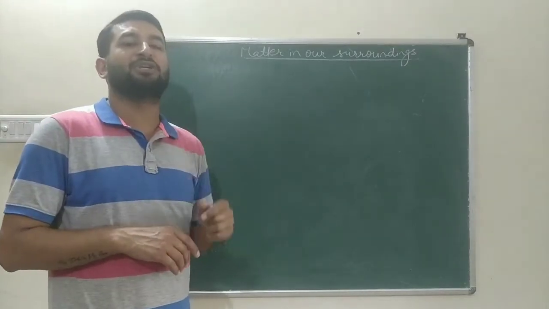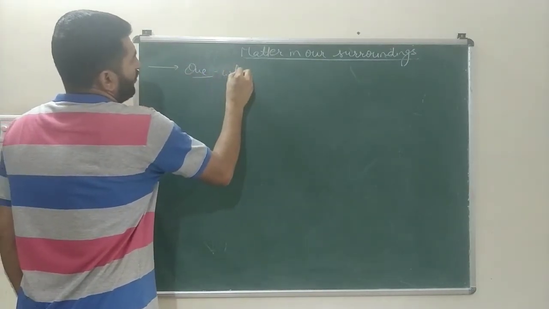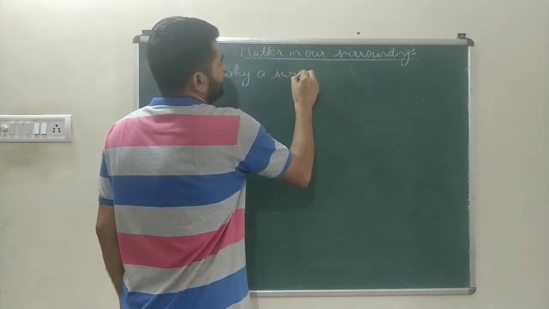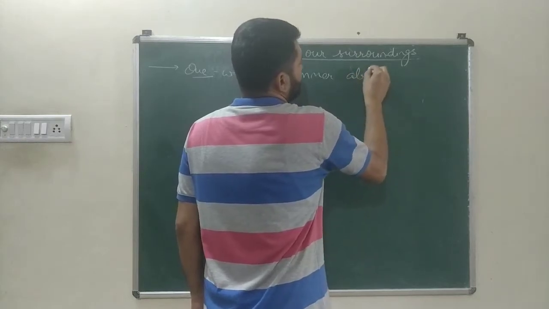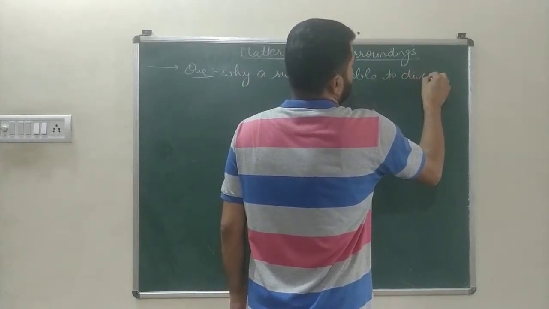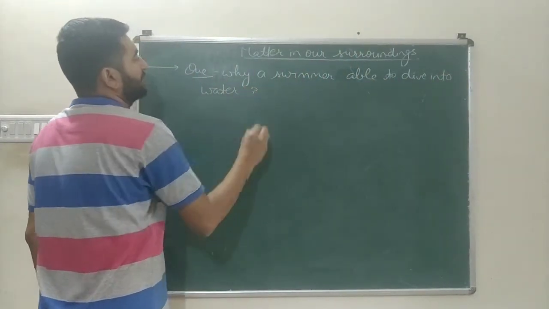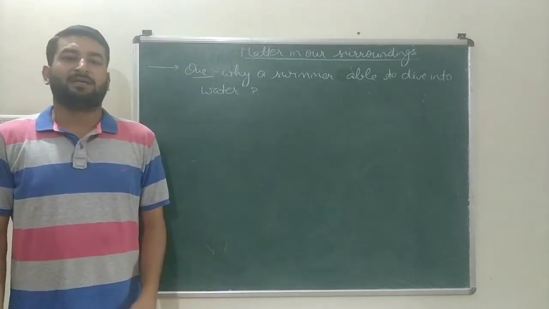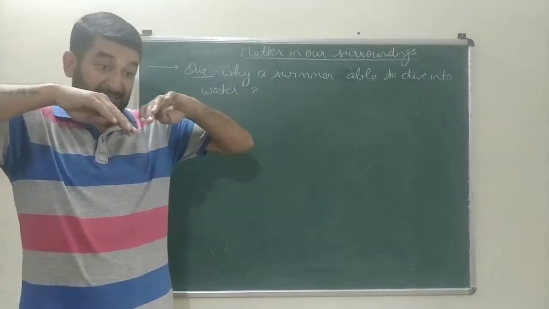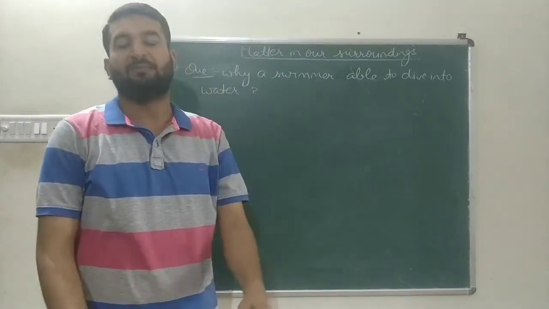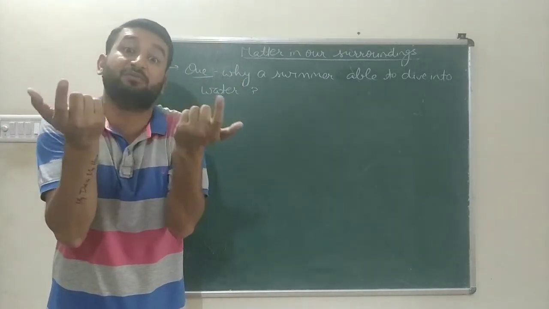Now we'll discuss certain questions. The first one is: why is a swimmer able to dive into water? When we swim in water, when we dive into the swimming pool, we go into the water. But if we dive onto a hard, solid floor, that is not possible. Our hands must be broken.